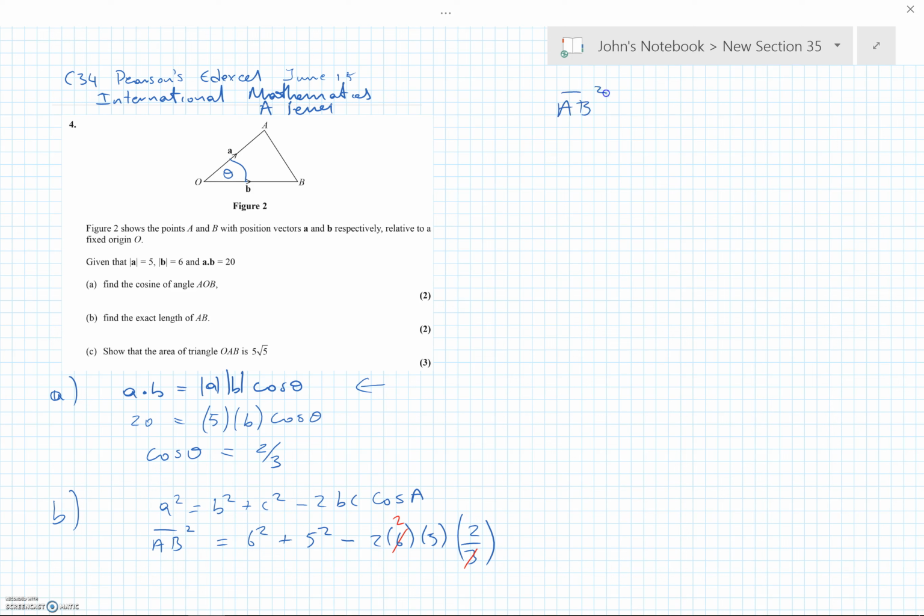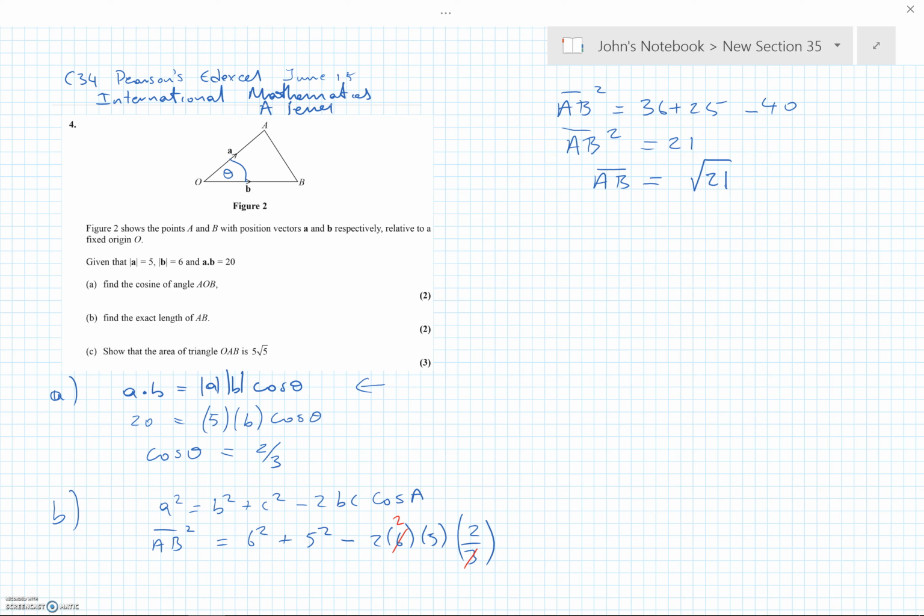AB squared is equal to 36 plus 25. And this all multiplied out, that becomes 4 times 5, 20, times 2, so that's minus 40. So that gives me AB squared is equal to 21. It wants the exact length, so it doesn't want us to quote this to a certain number of significant figures or anything. Square root of 21. Like I say, just cosine rule.